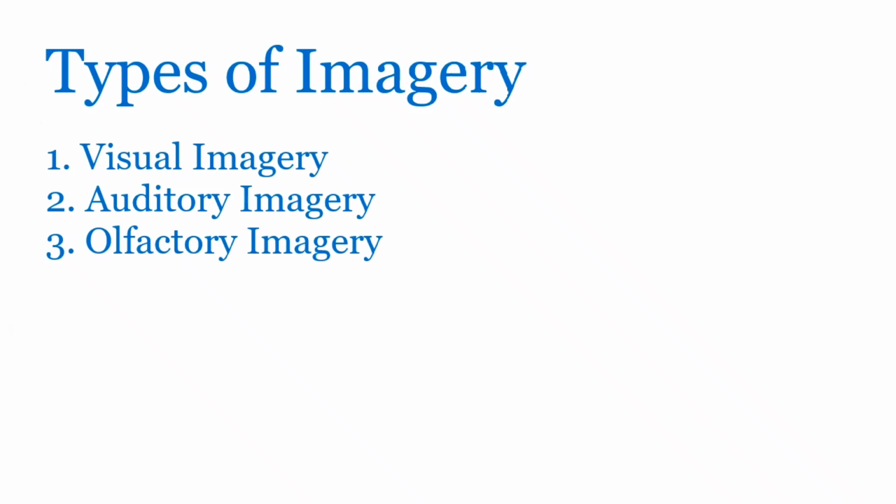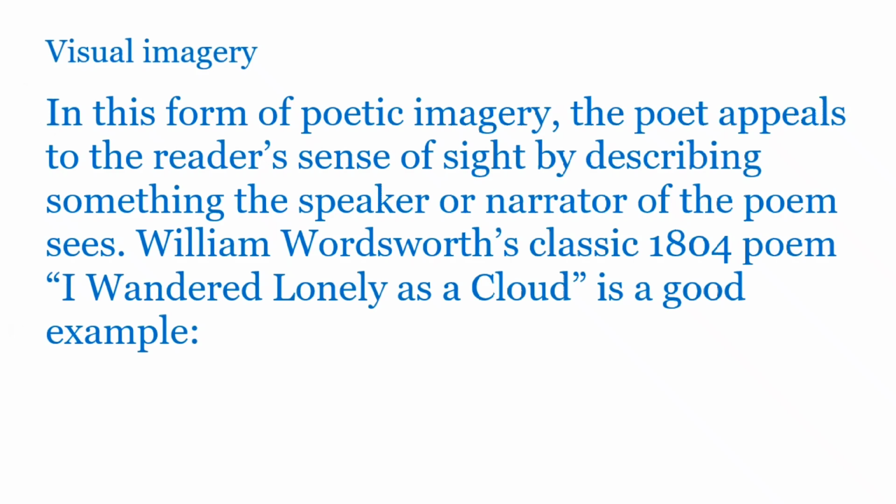Imagery has three types. First, the visual imagery. Second, the auditory imagery. And the third is the olfactory imagery. Visual imagery. In this form of poetic imagery, the poet appeals to the reader's sense of sight by describing something the speaker or narrator of the poem sees. William Wordsworth's classic 1804 poem entitled "I Wandered Lonely as a Cloud" is a good example.